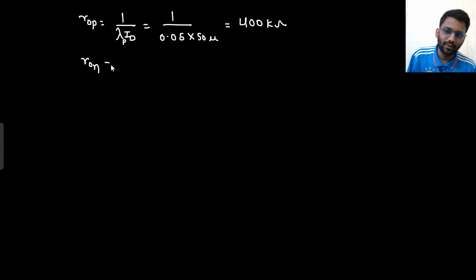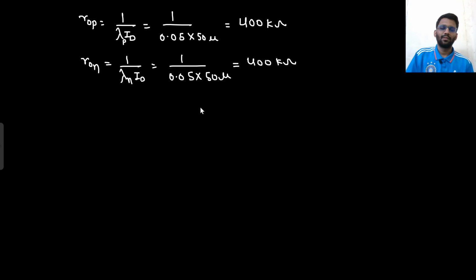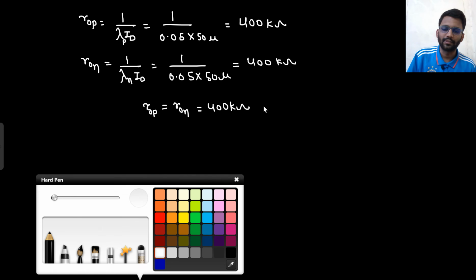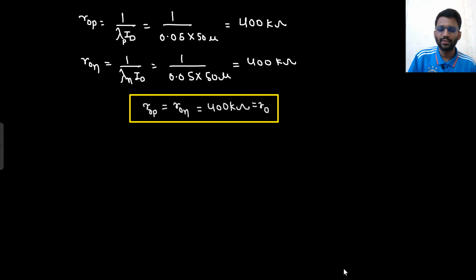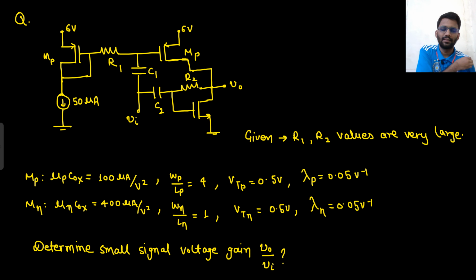Similarly, that would be only R naught N, because lambda n value is the same for both of them. Lambda n value is same for both of them. So what is lambda n? The same. So it would also be 400 kilo ohm. Right? So R naught P is equals to R naught N is equals to 400 kilo ohm. And that should be equals to R naught. Now I need to find the small signal voltage gain. So now I will do the AC analysis. We will do the AC analysis. So let's do it on the next page.